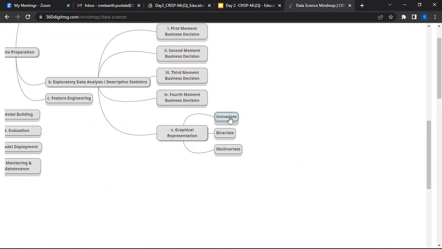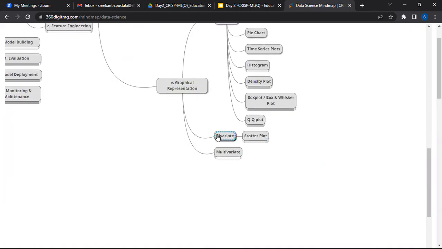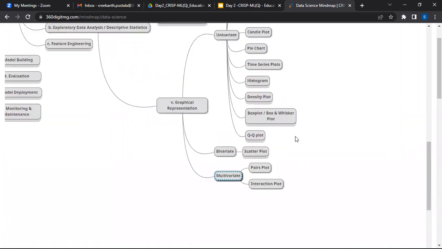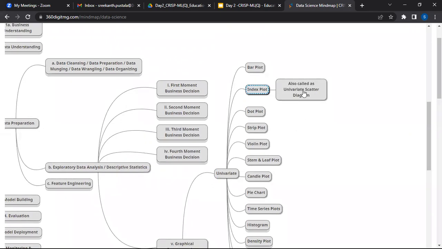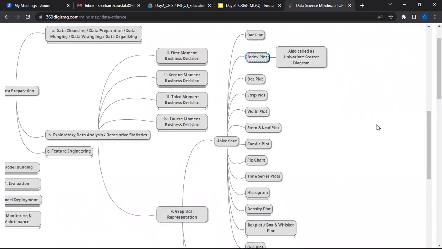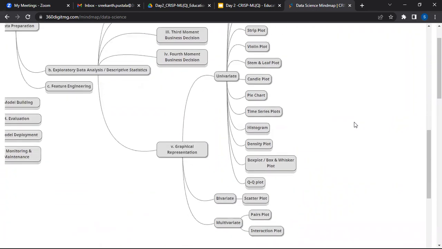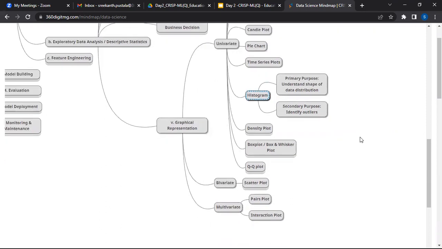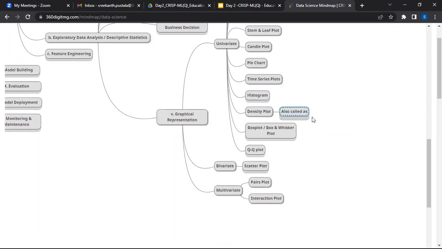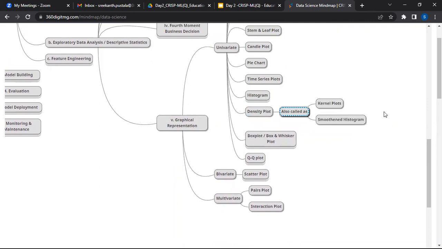So when it comes to graphical representation, we have univariate, bivariate, and multivariate. In case of univariate, we have bar plot, index plot, which is also called univariate scatter plot. We have dot plot, strip plot, violin plot, stem and leaf plot, candle plot, pie chart, time series plots. And when it comes to histogram, the primary purpose is to understand the shape of data distribution, and the secondary purpose is to identify outliers. And density plot, also called a kernel plot or smoothened histogram.